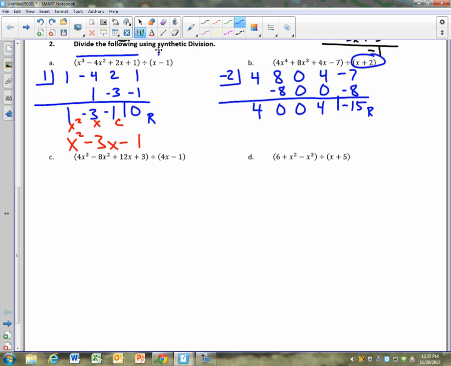Again, the way that you write this is your remainder is -15. That means 4 is your constant. 0 is the coefficient in front of x. 0 is in front of x squared. And 4 is in front of x to the third. So the end result is 4x to the third plus 4 minus 15 over my divisor of x plus 2.